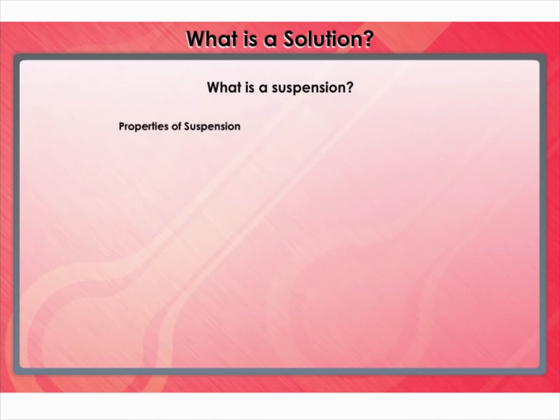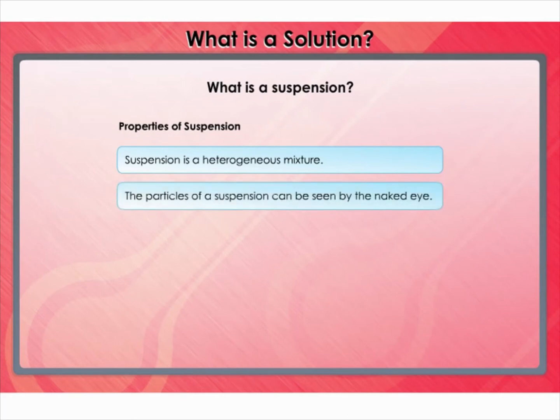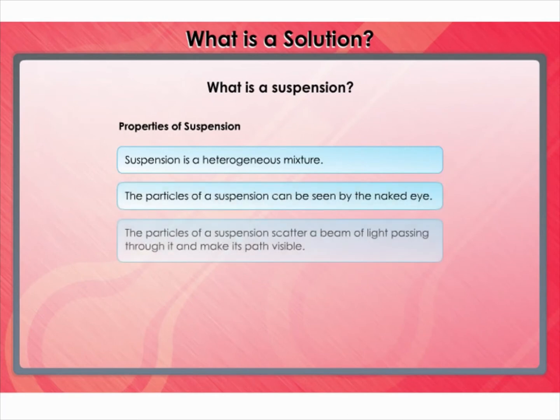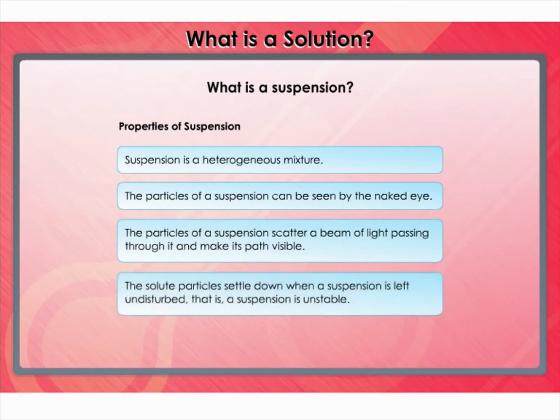Let's discuss the properties of suspension. Suspension is a heterogeneous mixture. The particles of a suspension can be seen by the naked eye. The particles of a suspension scatter a beam of light passing through it and make its path visible. The solute particles settle down when a suspension is left undisturbed, that is, a suspension is unstable. They can be separated from the mixture by the process of filtration. When the particles settle down, the suspension breaks and it does not scatter light anymore.